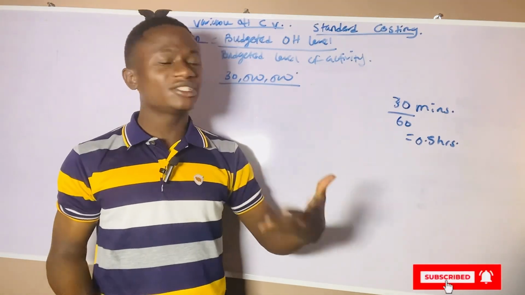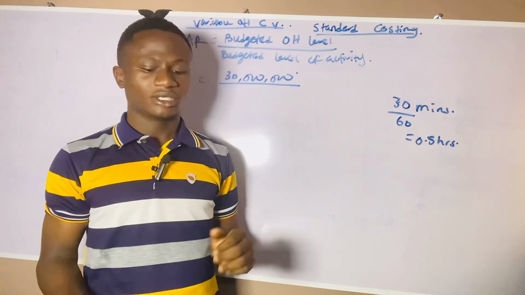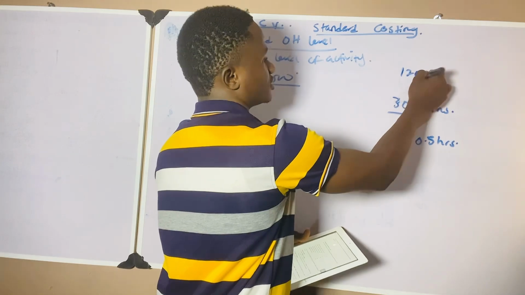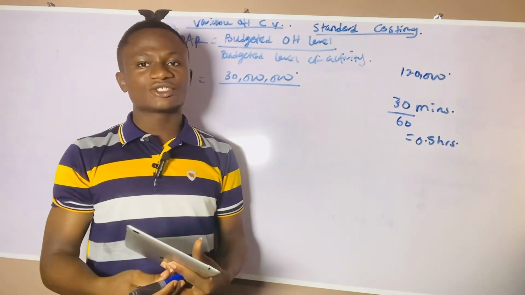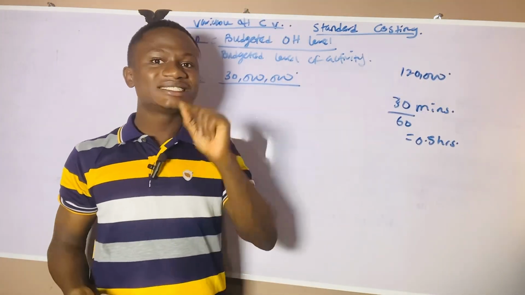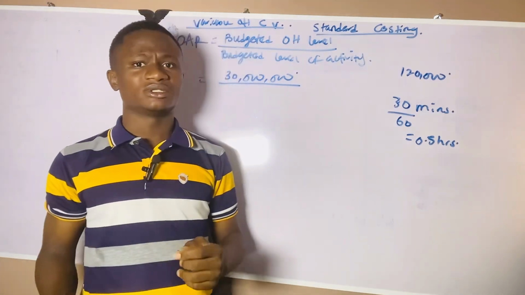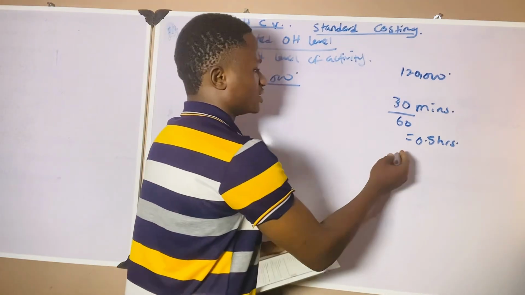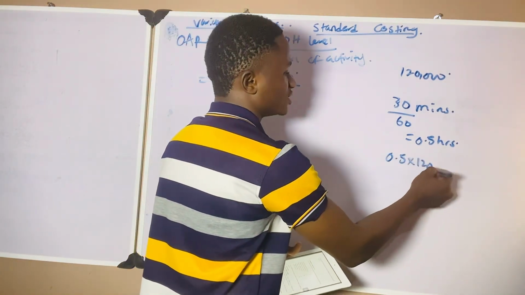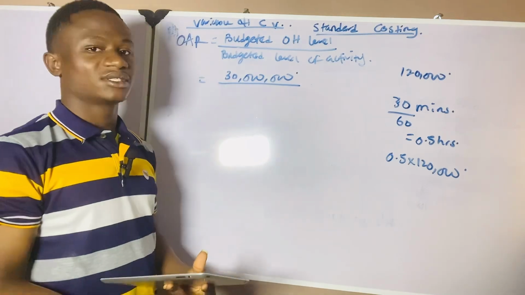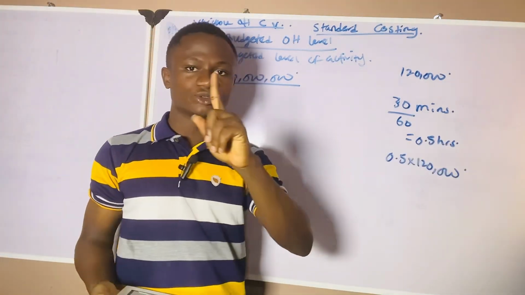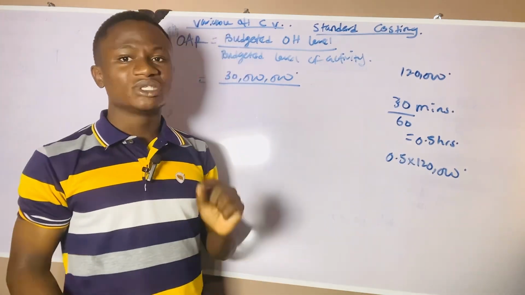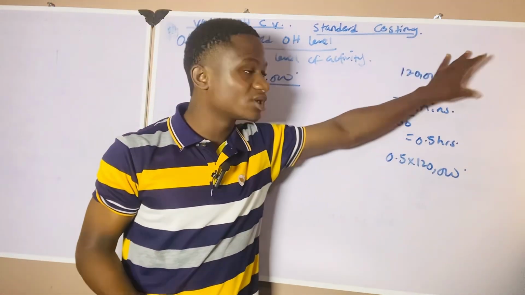The question is, how many units do we budget to produce? If you go back to the question, we budget to produce 120,000 units. If I budget to produce 120,000 units and it takes me 0.5 hours to produce one, then to produce 120,000 units, I'm going to need 0.5 times 120,000, because it takes me 0.5 hours to produce one.